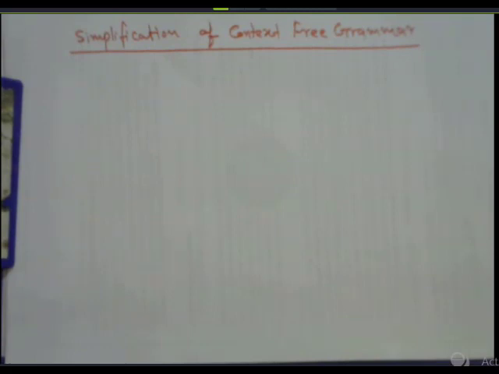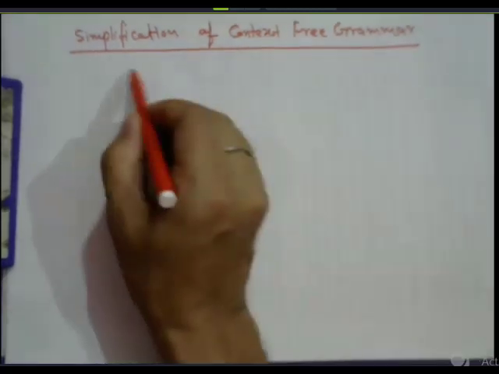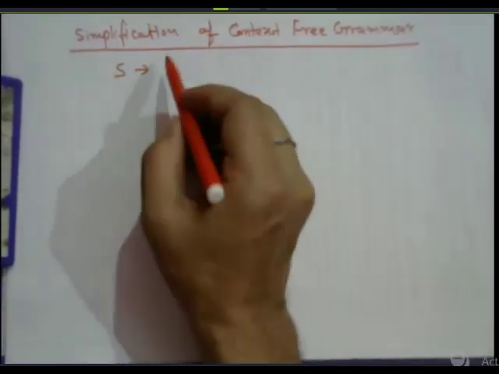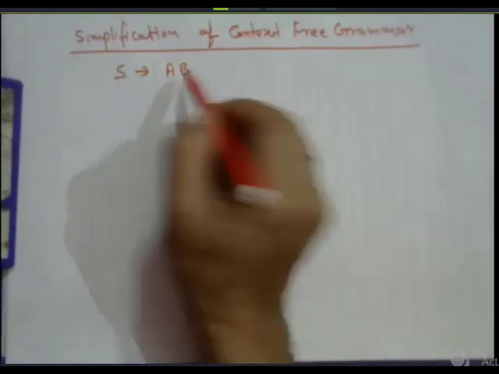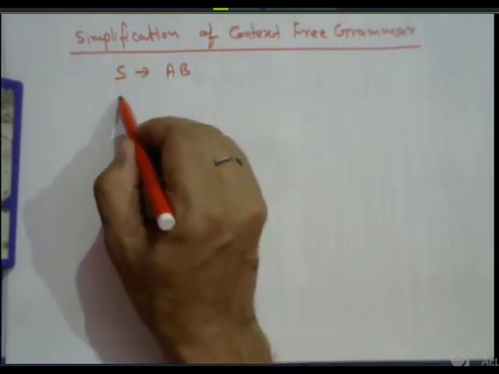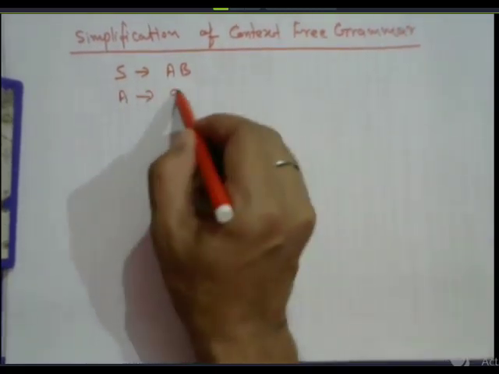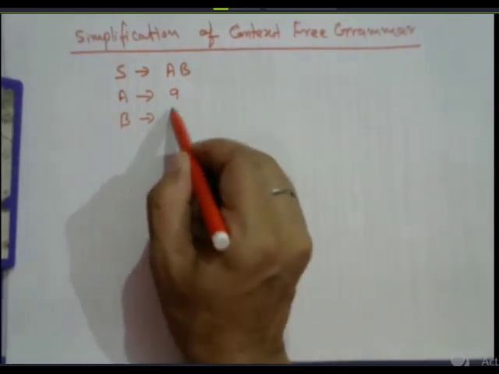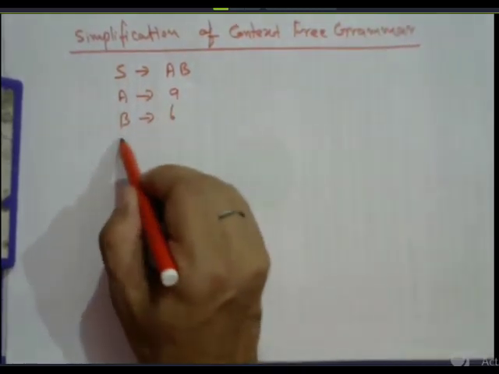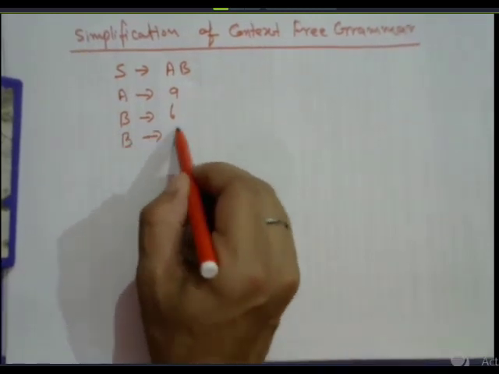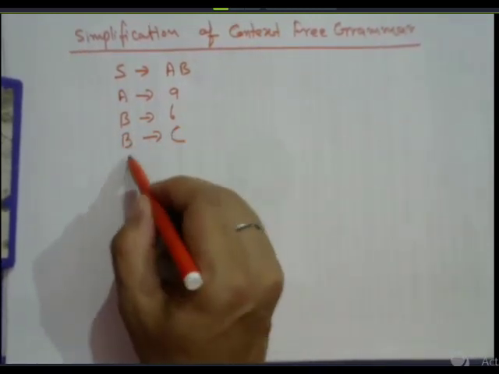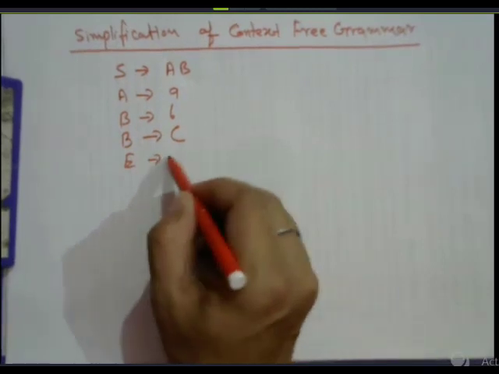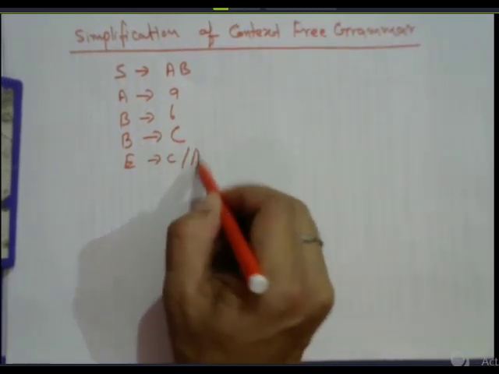Suppose we take an example of a grammar. That example is in the form of, suppose, like this: S tends to AB, A tends to small a, B tends to B, B tends to capital C, and capital E tends to small c capital A.